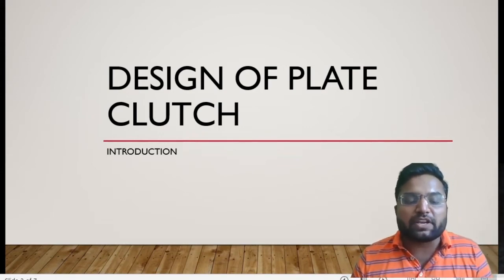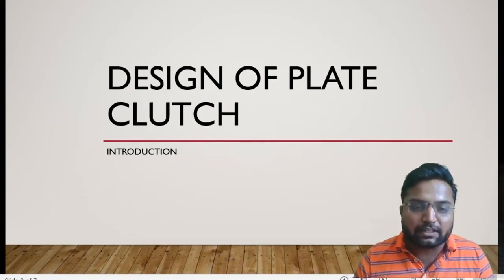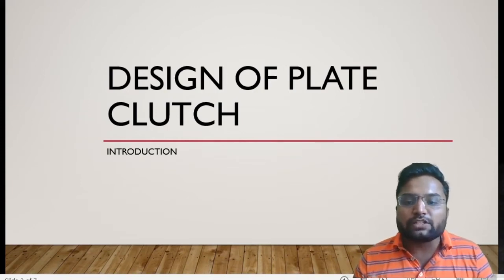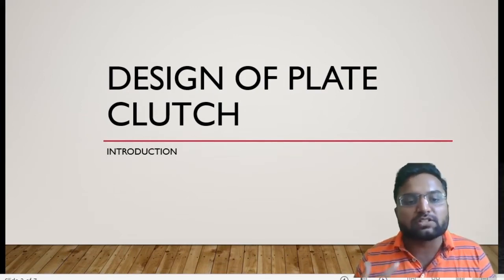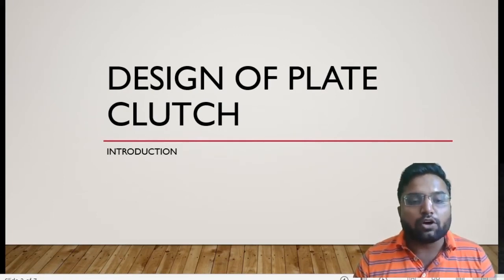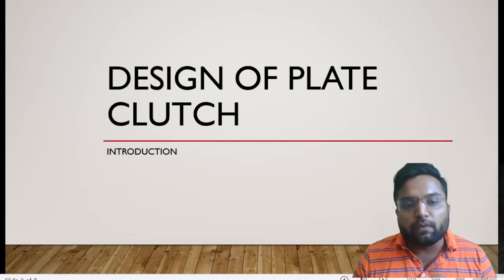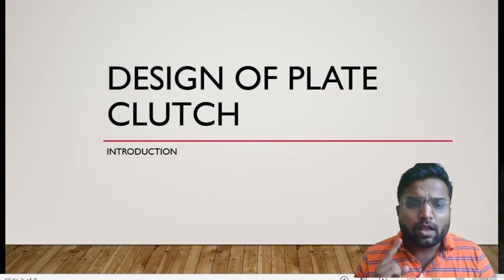Now, there are two theories to design this plate clutch. One is the constant pressure theory and the other is the constant wear theory, or in other terms, the uniform pressure theory and the uniform wear theory. How does the uniform pressure theory work? In the uniform pressure theory, we consider that the pressure throughout the surface of our clutch is constant. Clear? So our main consideration will depend on the pressure on our plate.